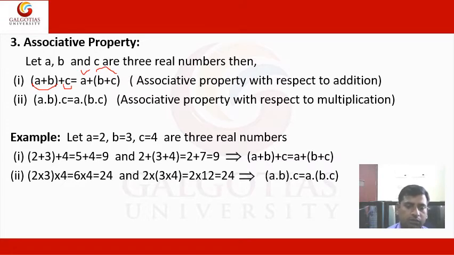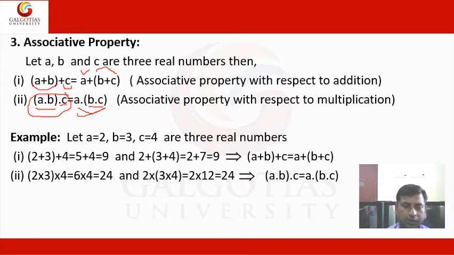Similarly, the property for multiplication is: if we multiply the first two numbers A and B, and then multiply the result by the third number C, and this whole result is the same as when we multiply the last two numbers B and C, and then multiply by the first number A, then we say that the associative property with respect to multiplication holds.